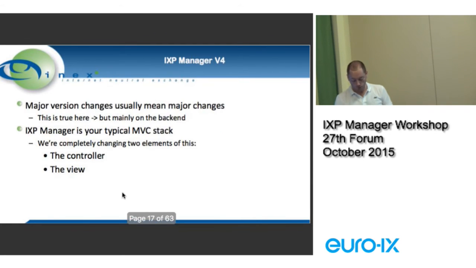So V4. Major version changes usually mean major changes. For us, what they meant between V1, V2, V3, V4 is framework changes. So it's basically changing some major component of the framework. And in this case, we're changing both the controller and the view. So version 2 to version 3 was changing the model, going from Doctrine 1.2 to Doctrine 2, which was really a huge change because, in terms of database, it was going from an active record system to an object relational mapping system.